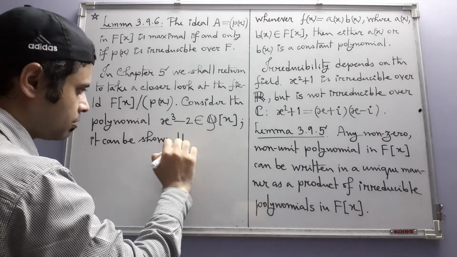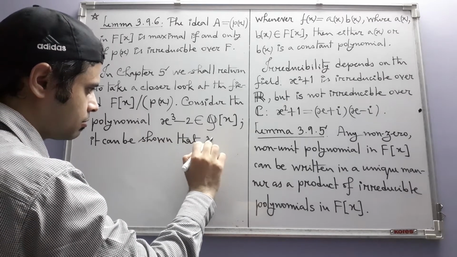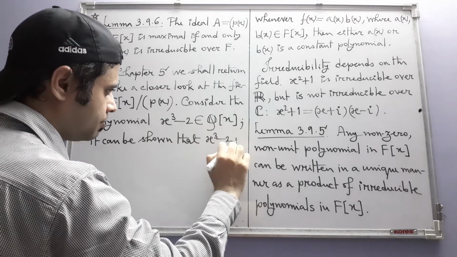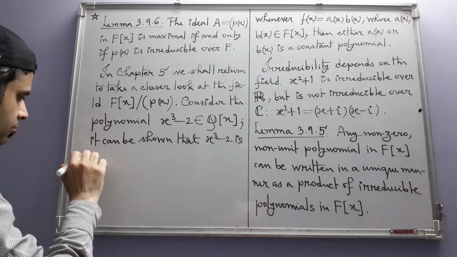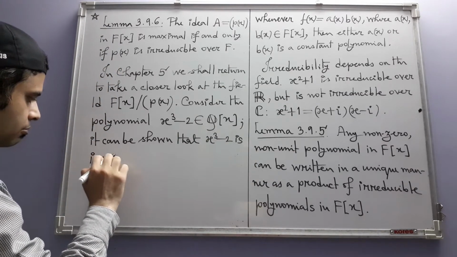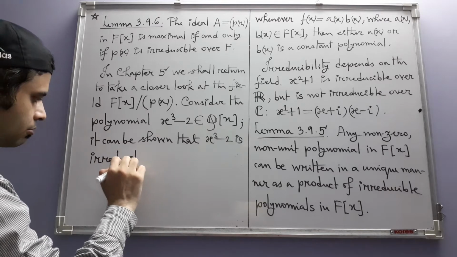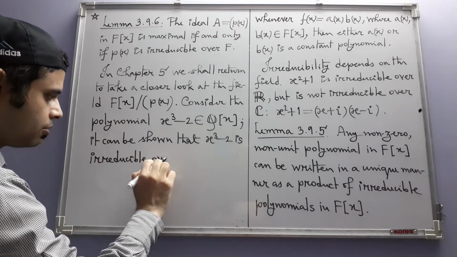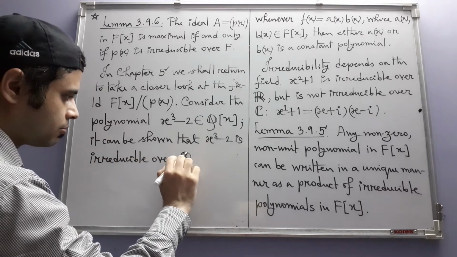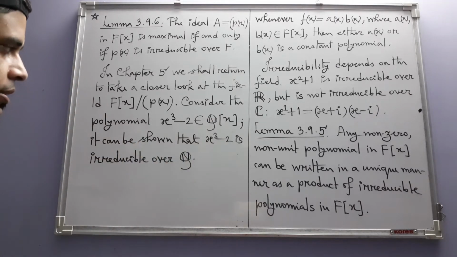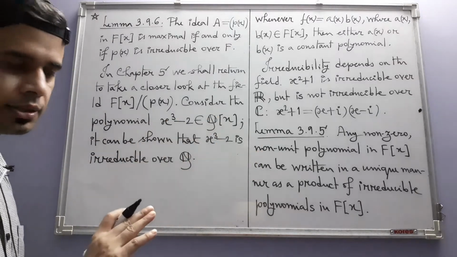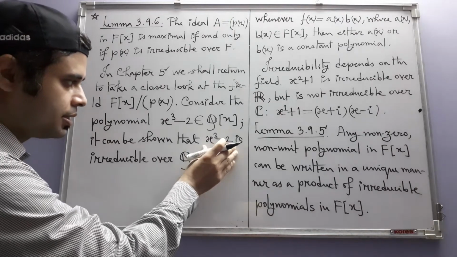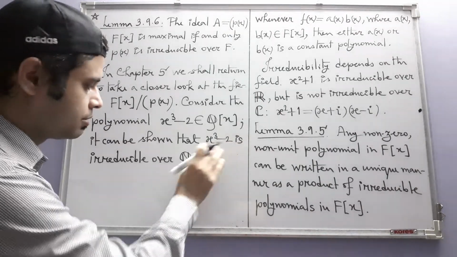It can be shown that this polynomial is irreducible over the field of rational numbers. In fact, we will show this in the exercises. Okay, so don't worry, we will see why exactly this is irreducible over Q.